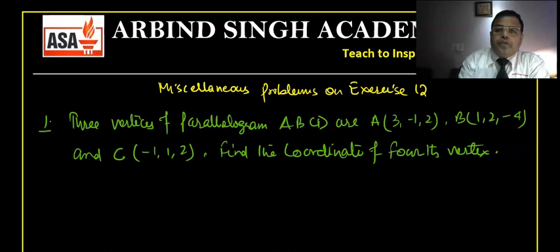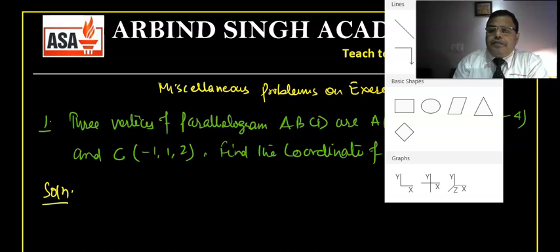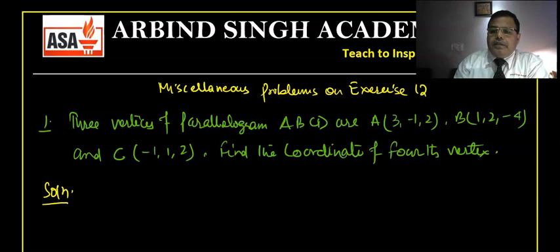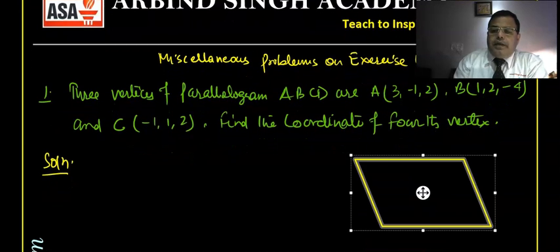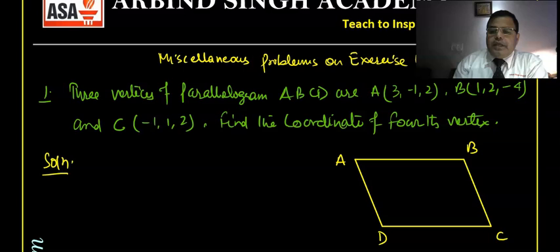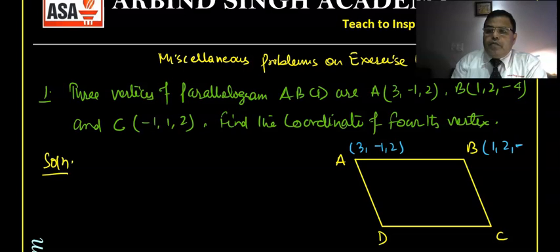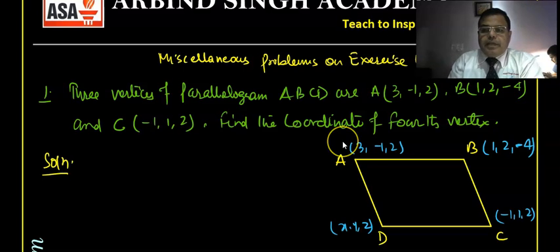Right. So solution is like, let us write solution. Parallelogram is like this. Here A, B, C, D. This is a parallelogram. Coordinates of A are given like 3, -1, 2. B is 1, 2, -4, C is given, and the coordinate of D is X, Y, Z.